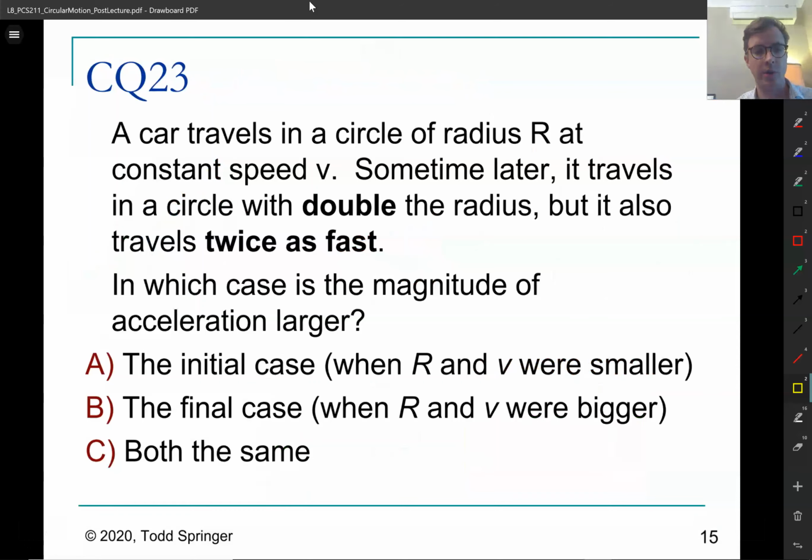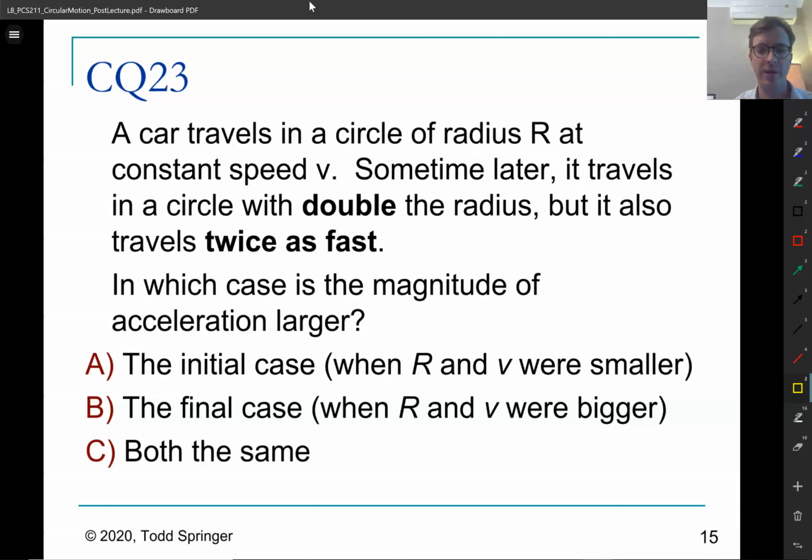All right, here's another clicker question for you. A car travels in a circle of radius r at a constant speed v. Sometime later, it's traveling in the circle with double the radius, but also traveling twice as fast. In which case is the magnitude of the acceleration larger? So the initial case, when r and v were smaller, but then I doubled both r and I doubled v. So is the acceleration bigger in the first case, or bigger after when I doubled them, or both the same?